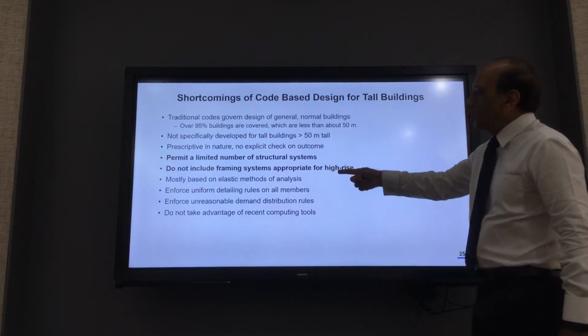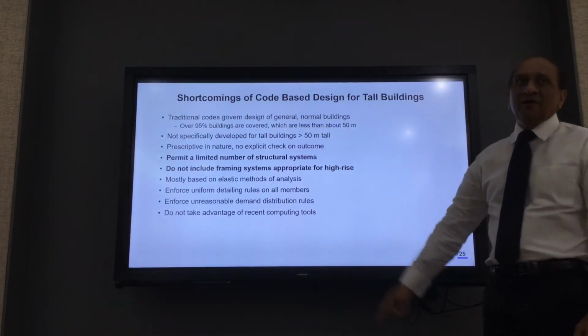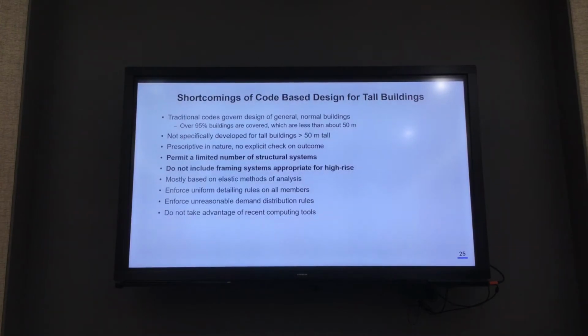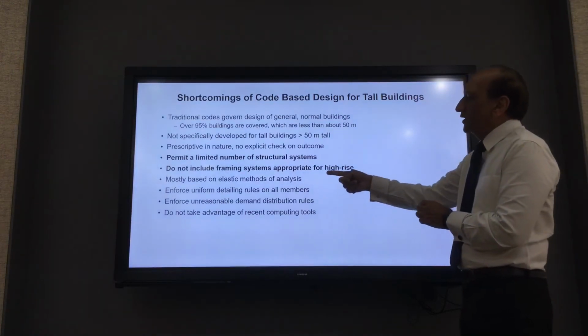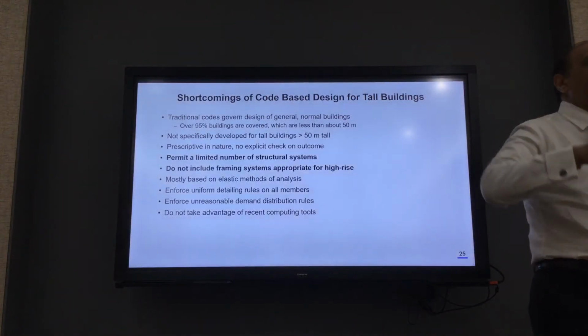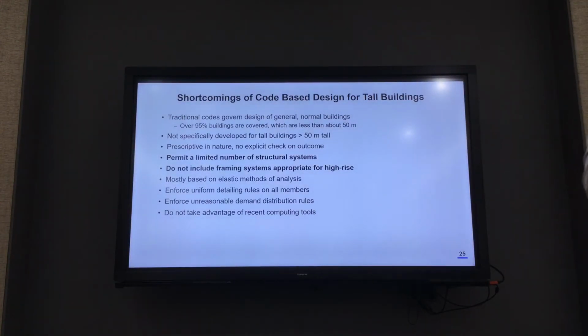Codes do not include framing systems appropriate for high-rise buildings. So codes do not handle many of the framing systems that we use in tall buildings. That's why it's difficult to use them. They are mostly based on elastic methods. And I've shown you that inelastic nonlinear analysis is very important, especially for earthquakes.